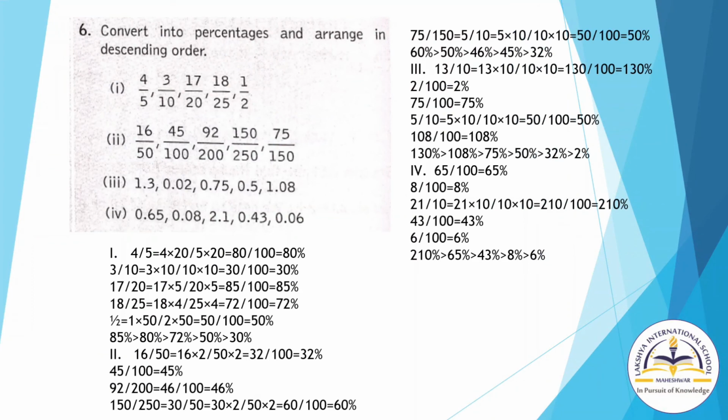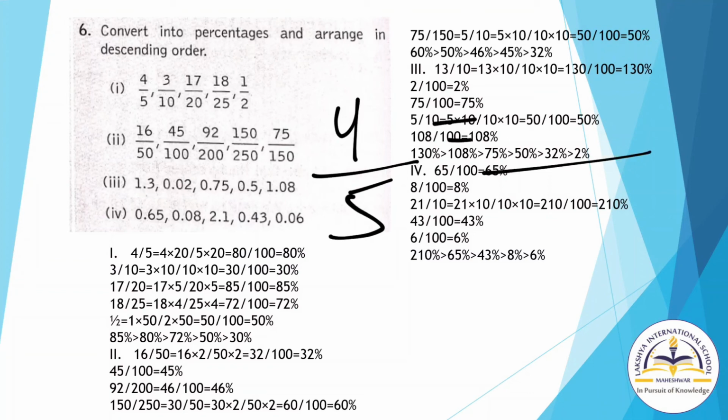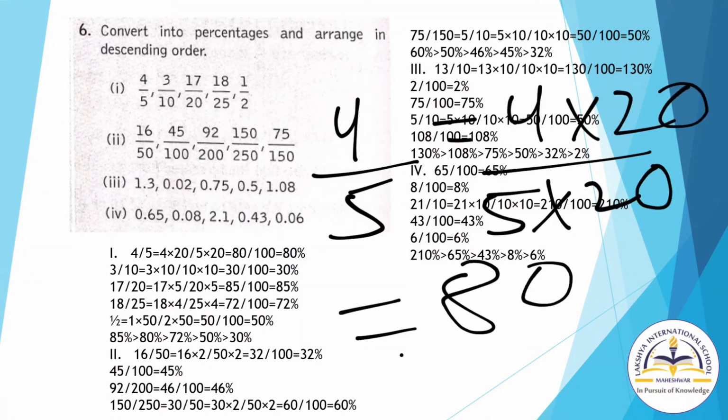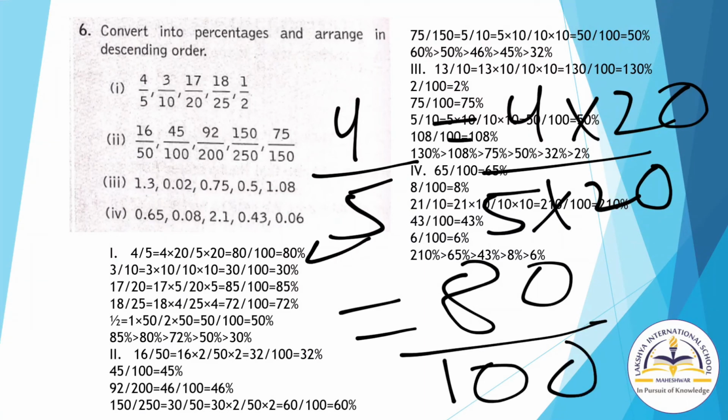Now question number 6, convert into percentages and arrange in descending order. Now you have to convert them one by one into percentages. Suppose 4 by 5, you have to convert it into a percentage and then compare them. First we will see 4 by 5. What will be the percentage? To make the denominator 100, you will multiply by 20, numerator also. 4 times 20 is 80, it means 80 by 100. So the first one is 80%.